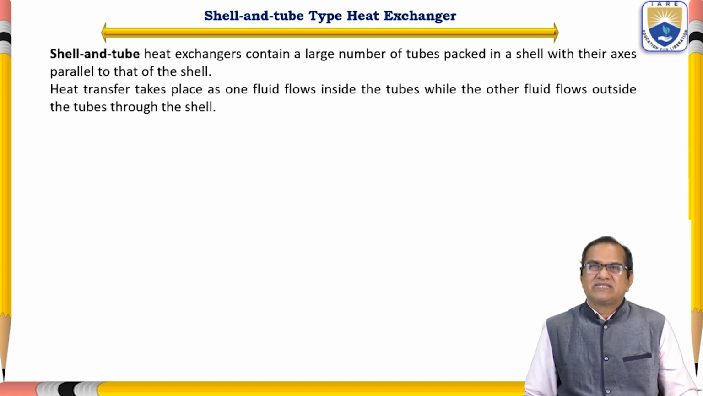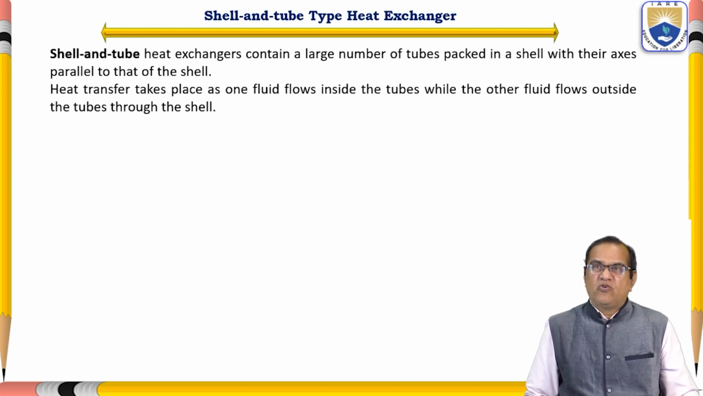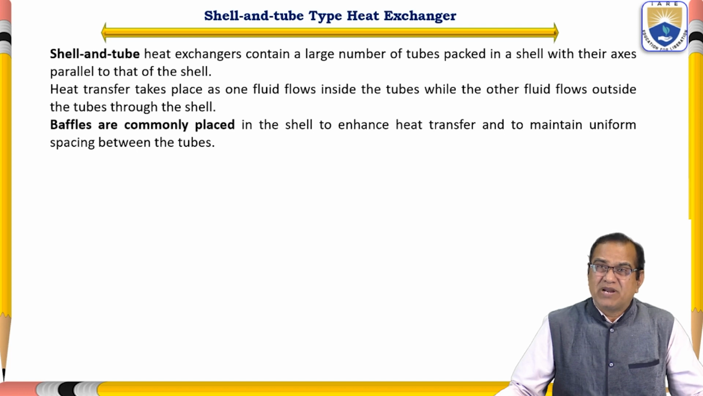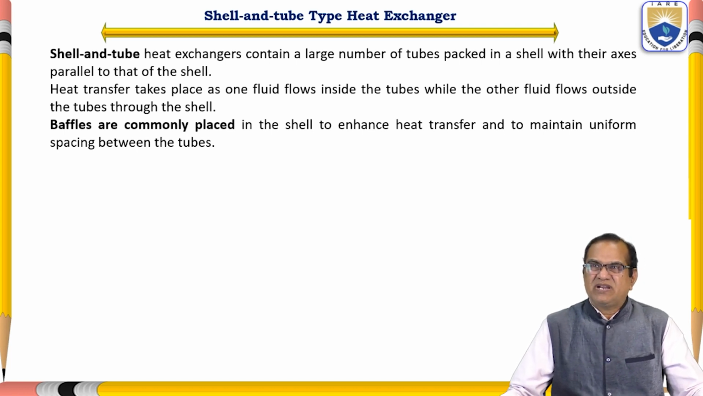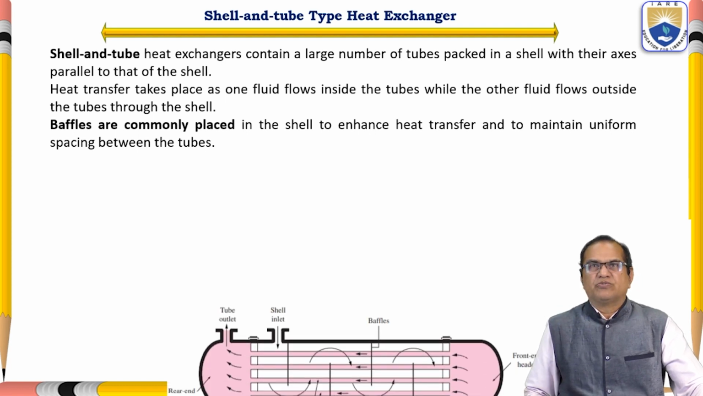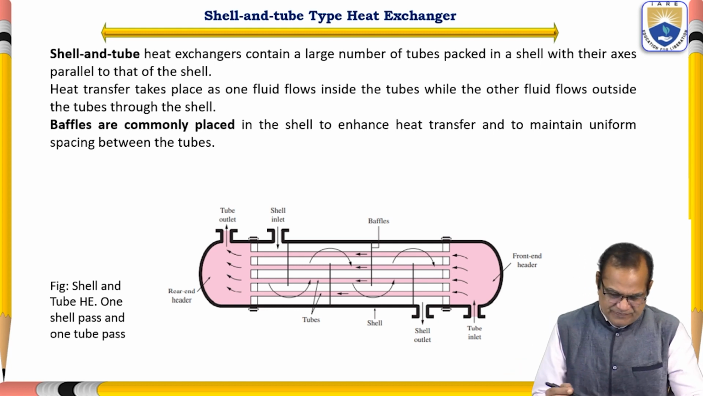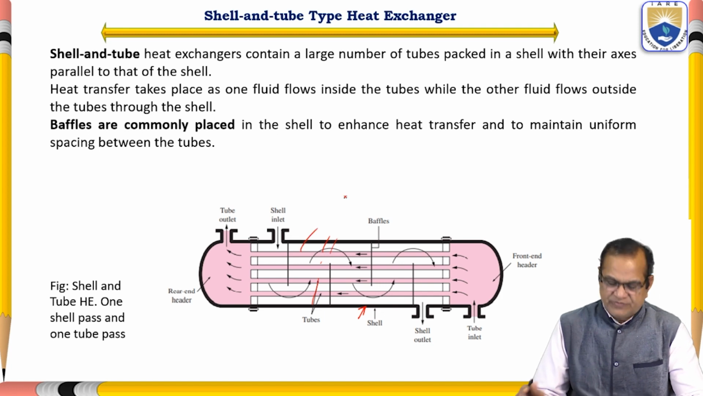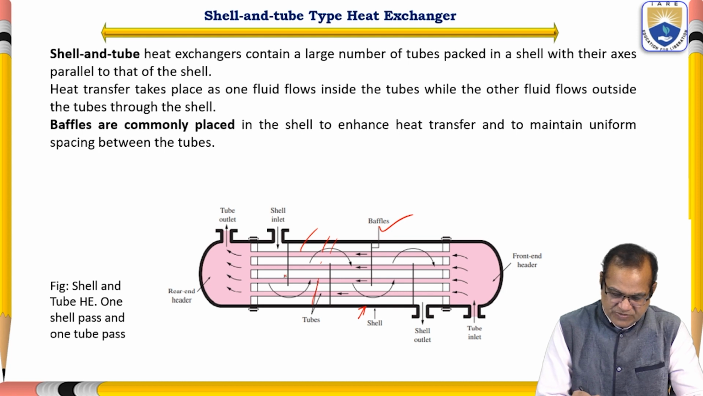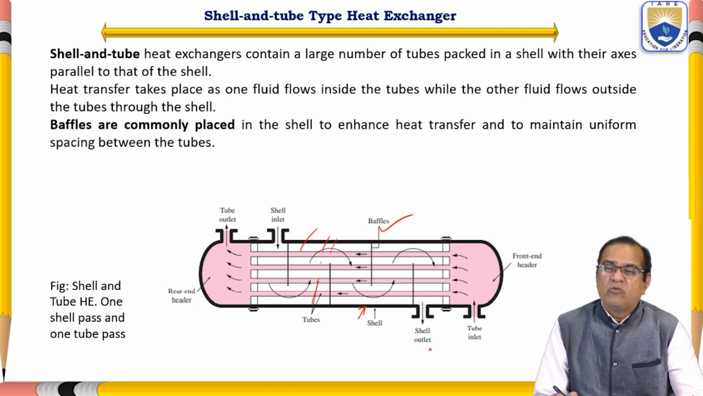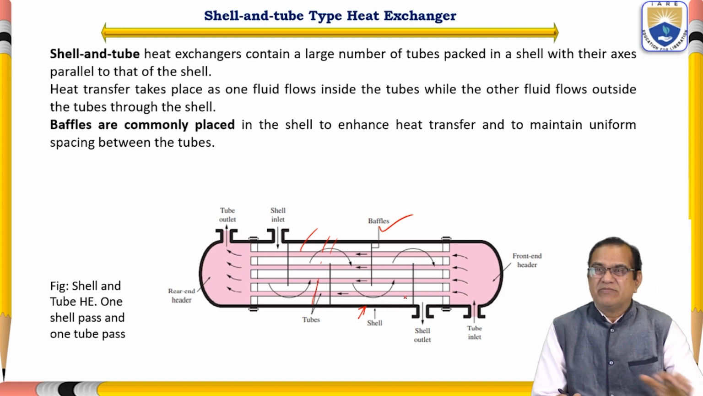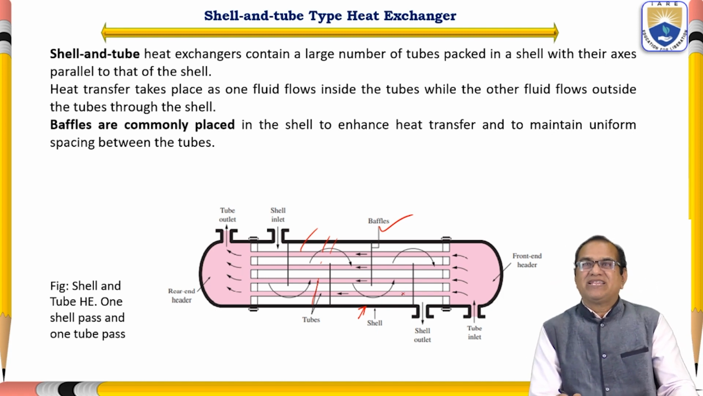Heat transfer takes place as one fluid flows inside the tubes while the other fluid flows outside of the tubes through the shell. Baffles are commonly placed in the shell to enhance heat transfer and to maintain uniform spacing between the tubes. This you can see here, this is the shell, this black color, and inside this you can see the tubes. Number of tubes are here. Here we are putting some baffles. These are the baffles, 1, 2, 3, 4 baffles we are putting. So the flow which is going is mixing very smoothly and it is taking a lot of time, so that more heat extraction is possible by this type of arrangement.